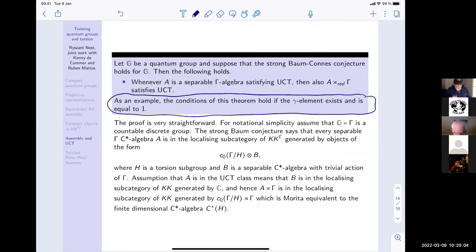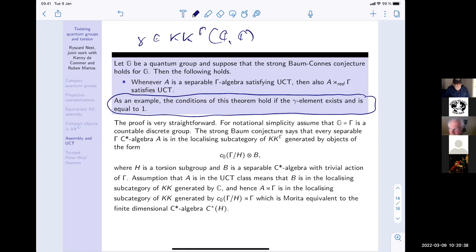Yeah, but I'm confused. So the strong Baum-Connes conjecture requires the gamma element to be one. I'm confused. The Baum-Connes conjecture says that the action of the gamma element on K-theory is one, right? Which is different. And here it just has it equal to one. Right, because remember, the gamma element is something which sits in KK gamma (C, C).